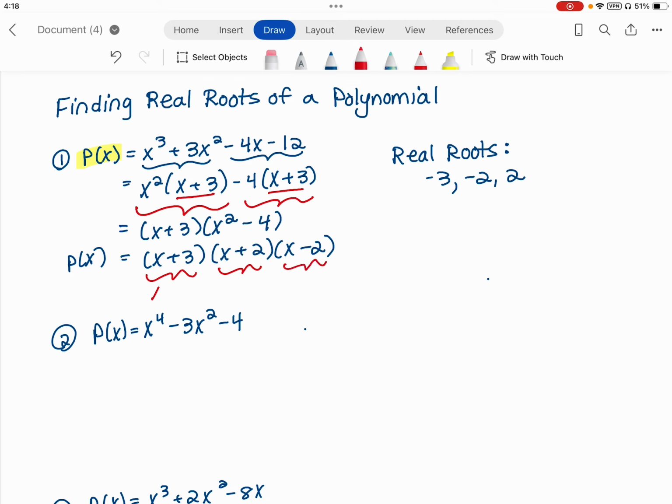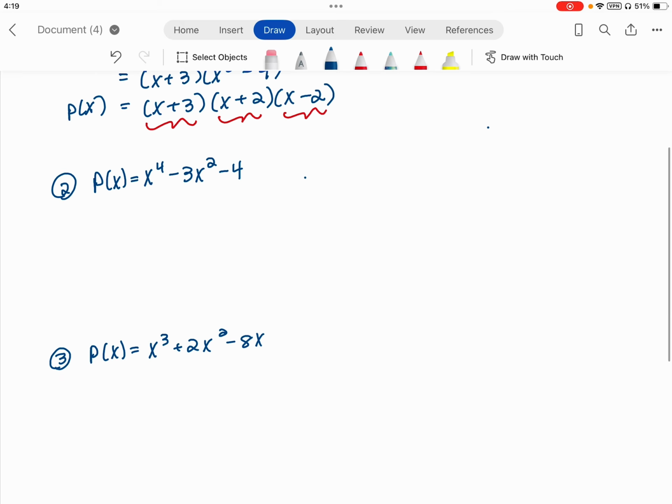And remember it's always x minus the root. So here I'm actually subtracting a -3, and that's why I have x plus 3. So that's why I have -3 as the root, okay? So this particular first p of x function had 3 real roots, -3, -2, and +2. So let's look at this next one here.